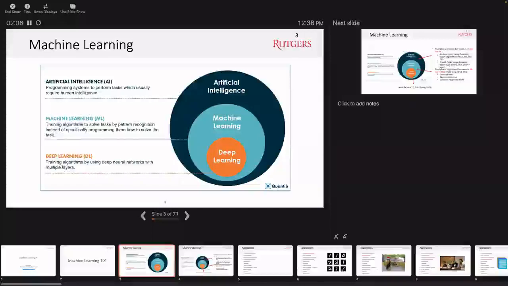So what is deep learning? Deep learning is a subset of machine learning. It's also a data-driven way of doing things. It trains algorithms by using deep neural networks with multiple layers. So deep learning is the deep version of machine learning. By deep, what we mean is that we use multiple layers, usually a lot of layers of neural network to capture the very, very complex patterns in the data.